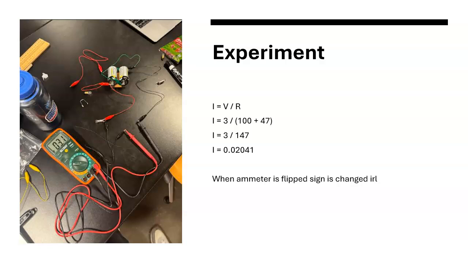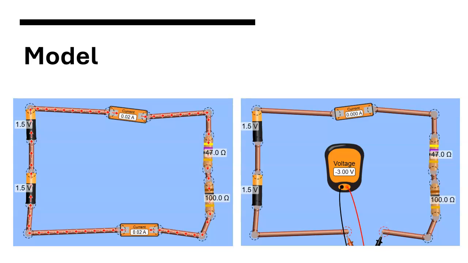This is an image of the circuit created in lab. Here's our calculation of the current within the circuit. And when the ammeter is flipped directions, then the sign will also be flipped of the current. So these are our models provided by the simulation. The ammeter shows that it is 0.02 amps running through the circuit, and here is where the voltmeter shows the voltage at this point within the circuit.